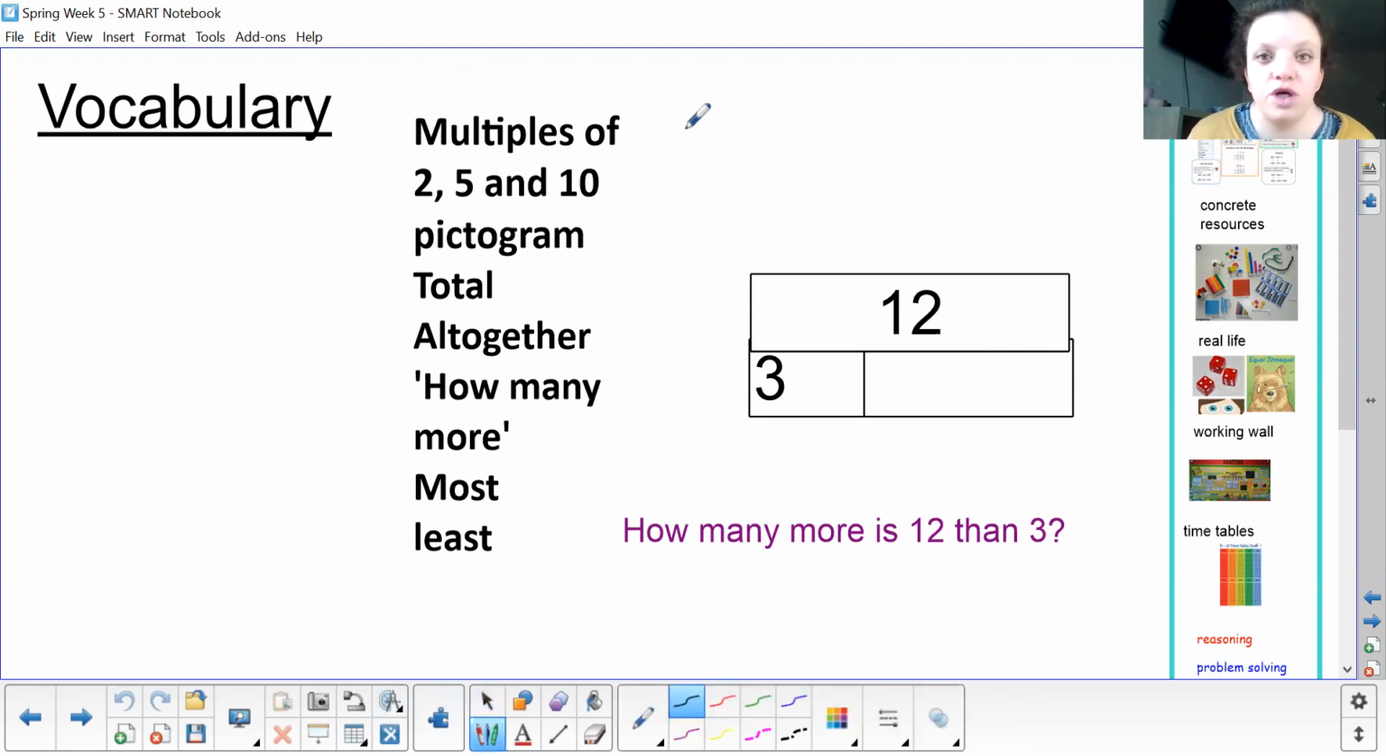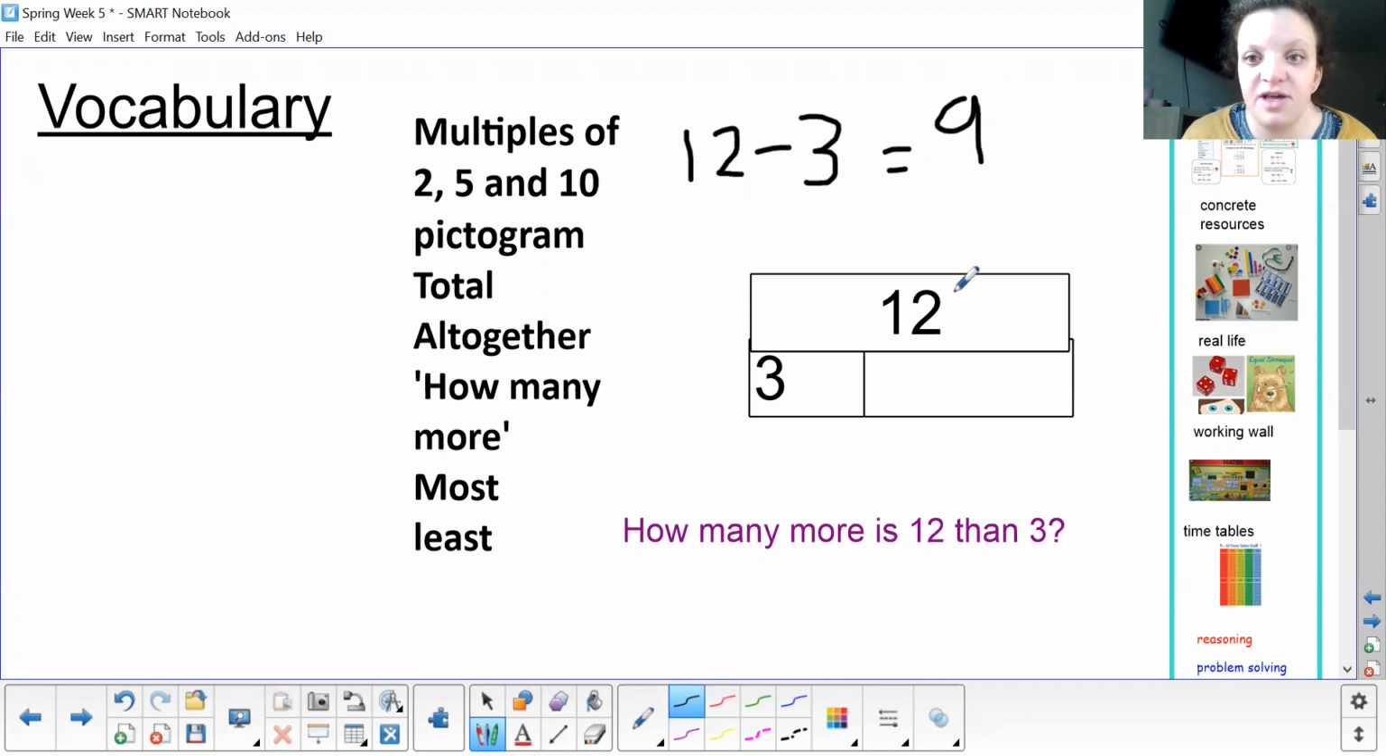So we can do 12 take away 3, and we can all work that out in our heads, counting back. 11, 10, 9. So our answer is 9. So we know that this missing part is 9.